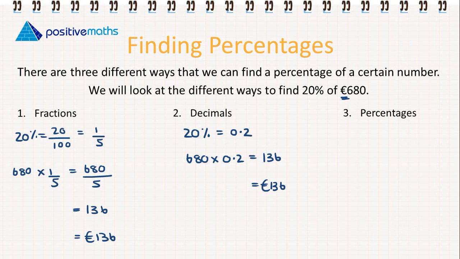And then finally, with percentages. On our calculator, we would type in 680 multiplied by 20%. Make sure you don't forget the percentage sign on the calculator. And we will get 136. So again, this is 136 euro.